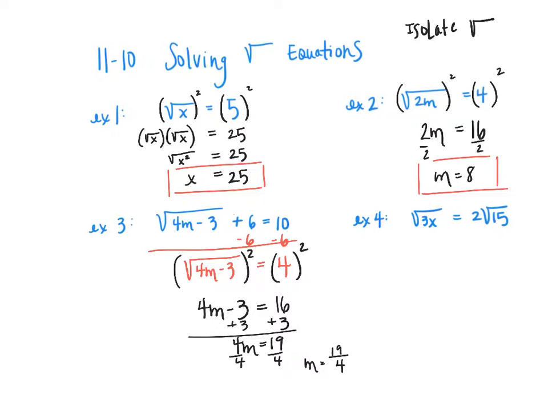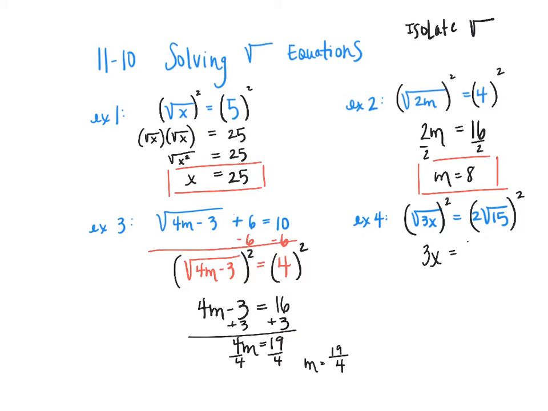Okay, example 4 looks a little different because there's square roots on both sides, and that's okay. So look at the left side. Is the square root by itself? Yes. Well, you can square both sides. So that's what we're going to do. So when you square root 3x, you're going to get a regular 3x.